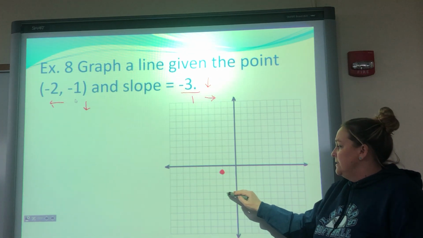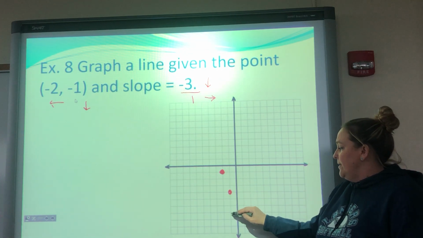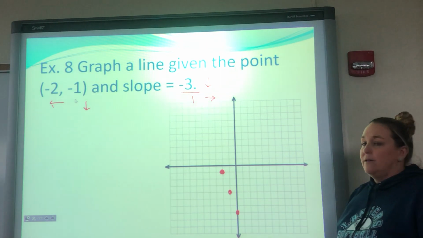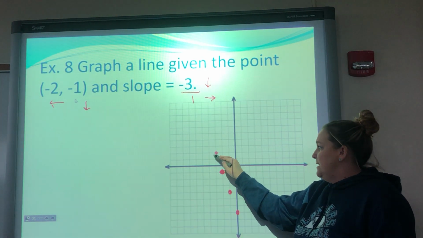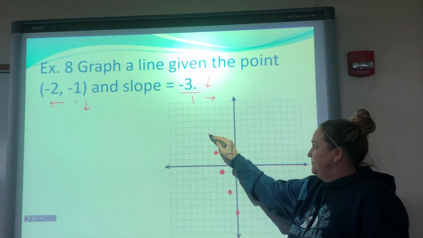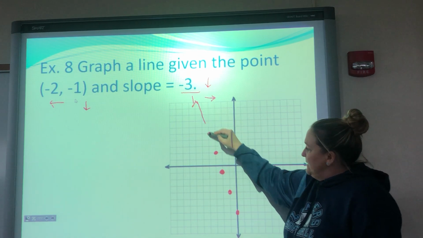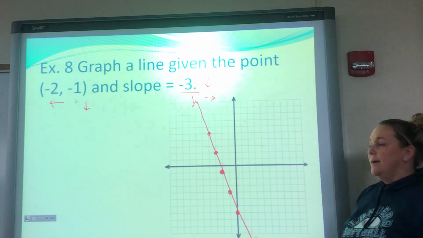Down 3, to the right 1. I can also do the exact opposite. Up 3, to the left 1. Connect, extend, put arrows on the end.